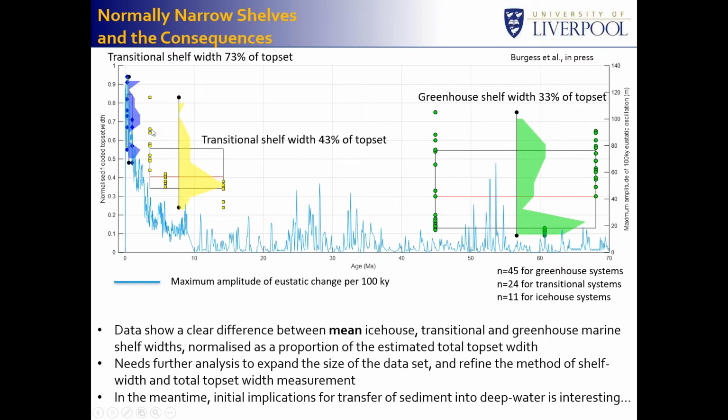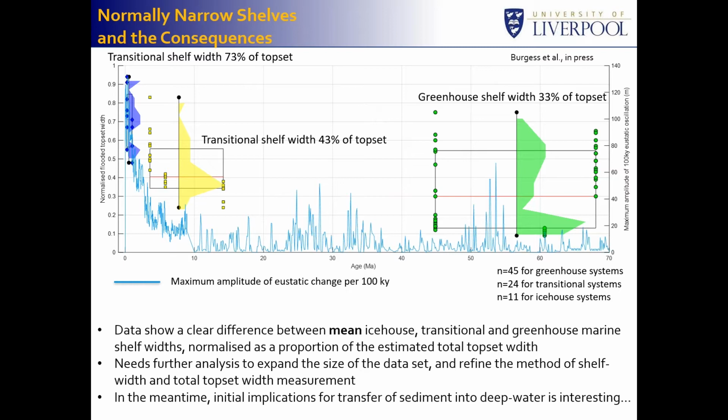So this is what these data are telling us, right? Mean icehouse marine shelf width is significantly higher as a proportion of the total topset width than the greenhouse equivalents. So think back to that cartoon, it is pretty much like we drew it there. That does seem to be the case, at least for this data set.